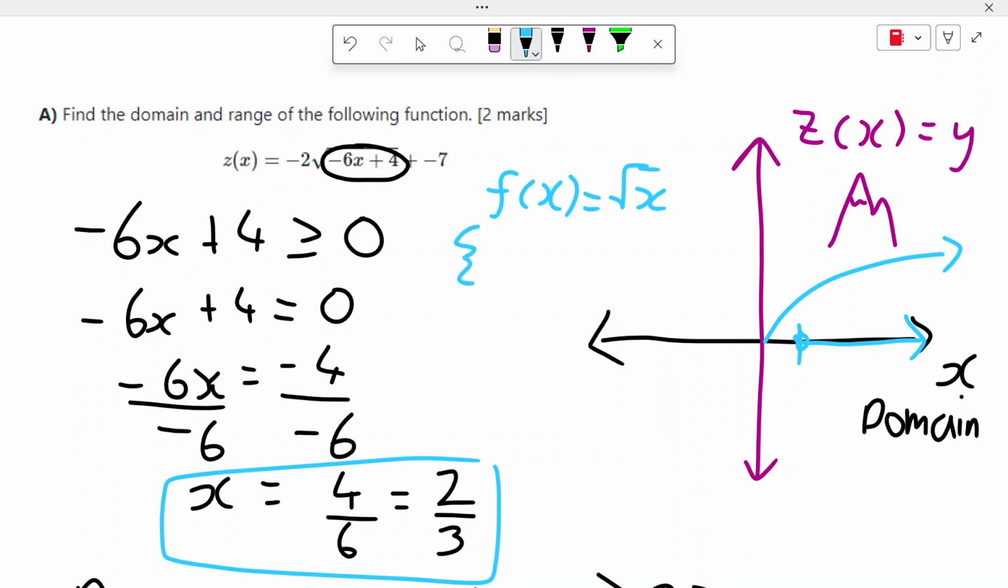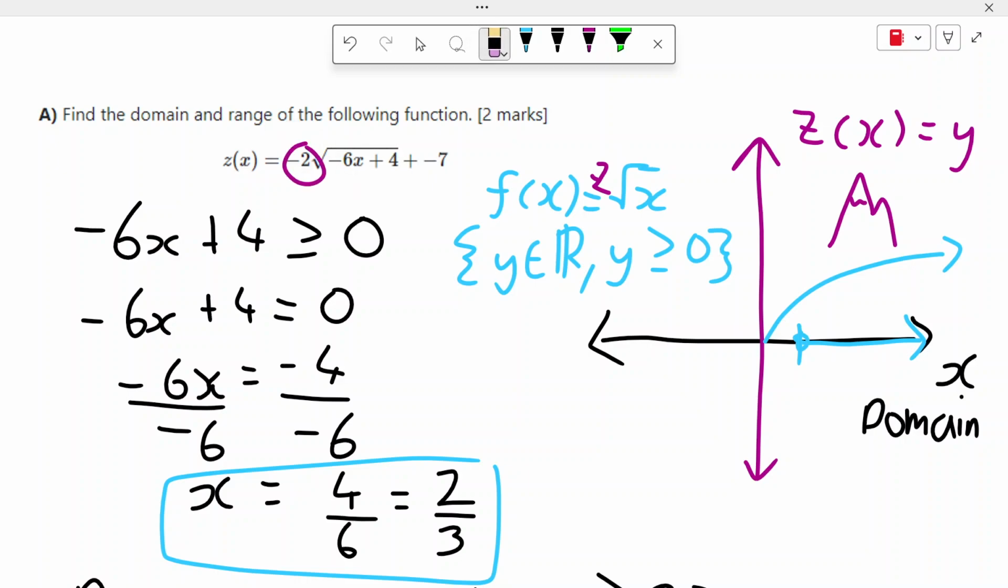So the range, we would write that all fancy like this. Say that it's an element of all real numbers, so like any number you can think of, and then it just has to be greater than or equal to 0. But we do some manipulations here. So first of all, we have flipped our function because we have added a minus 2 at the front. So you can see that minus 2 there. We've added that minus 2, and so now our function does something like this. Okay, so it's been flipped along the x-axis.